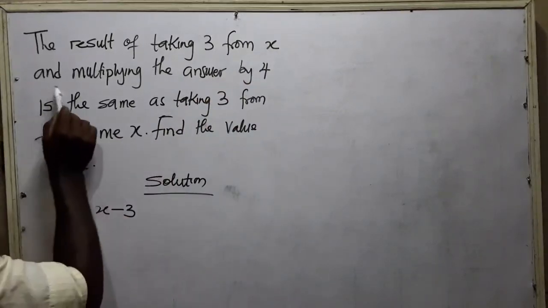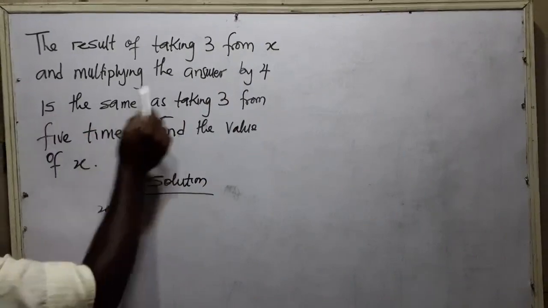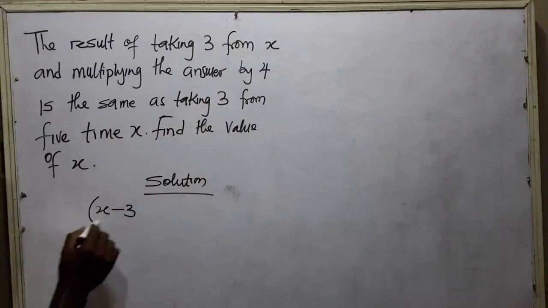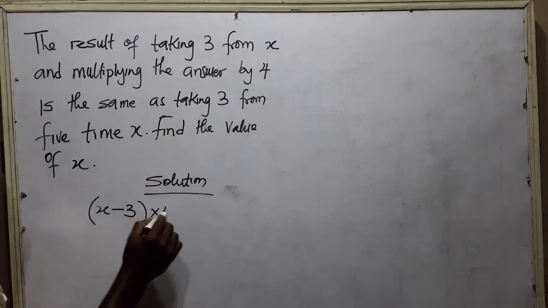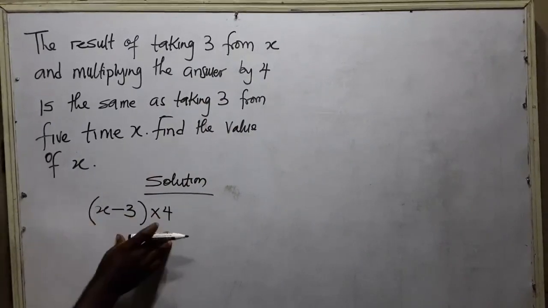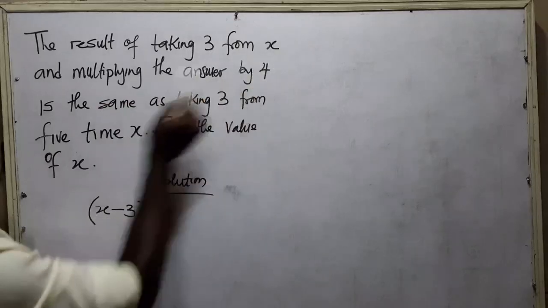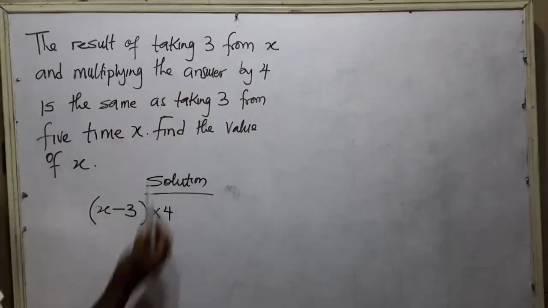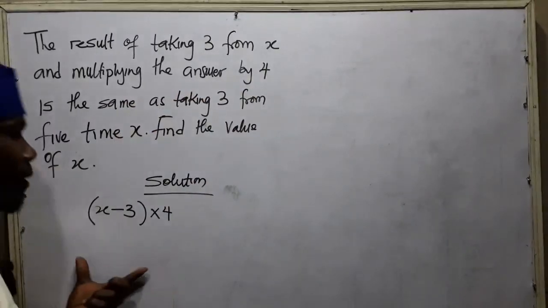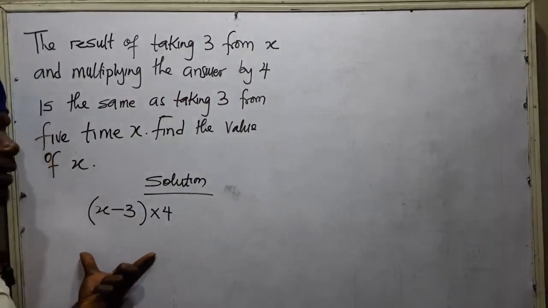So it now says, and multiply the answer by 4. So this is what he's trying to say. The result of taking 3 from x and multiplying the answer by 4. So this is just the meaning of this statement.